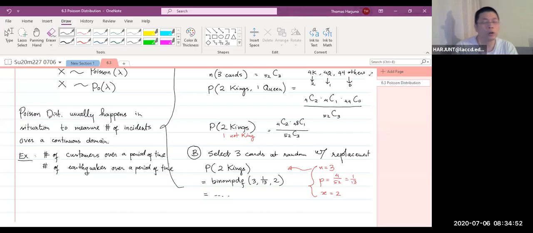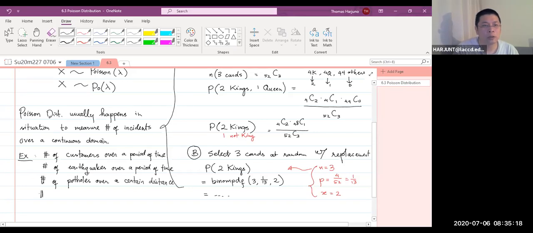Or the number of potholes over a certain distance. Or the number of typos over some pages in our book.